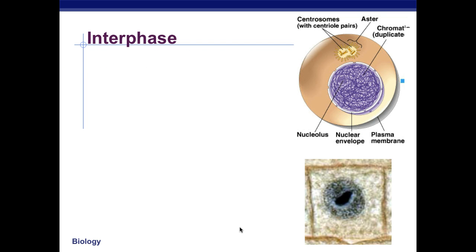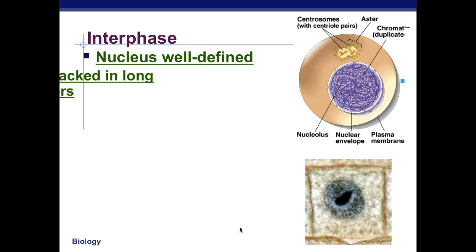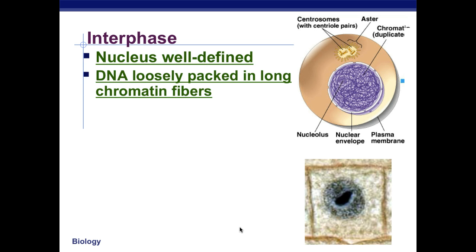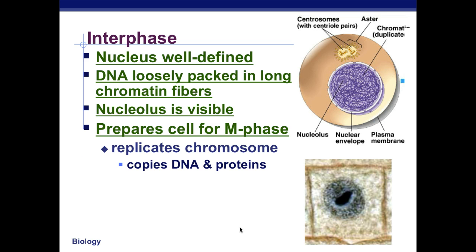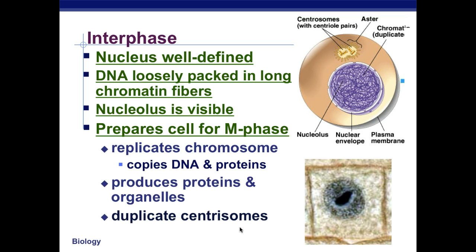So in interphase, the nucleus is well defined. The DNA is loosely packed in long chromatin fibers. The nucleolus is visible, and it's preparing for the M phase. So in preparation for the M phase, it's replicating chromosomes, or copying the DNA and proteins. It's producing proteins and organelles, and it's duplicating its centrosomes. So during this phase, the DNA is loosely packed because it doesn't need to divide.